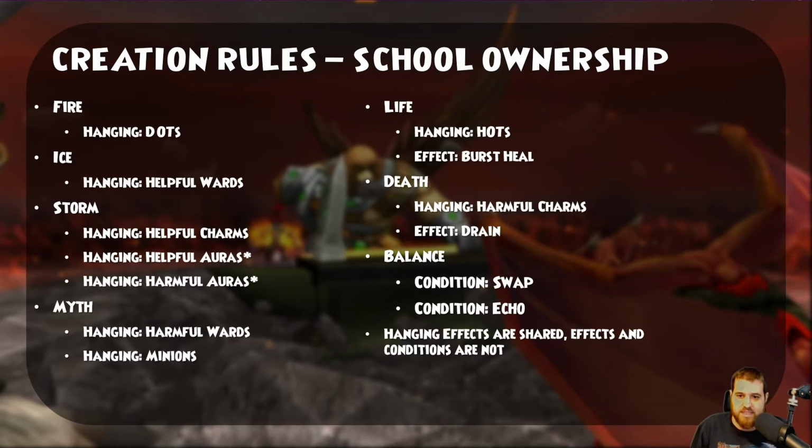So with all of this ownership, hanging effects are shared between their neighbors, and we'll get into what that means later. And then the effects and conditions are not shared, so that's why death is the only one with drains. And life is the only one with burst healing in advanced, at least.